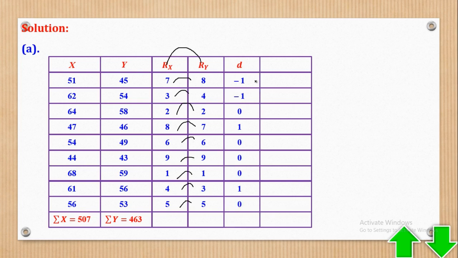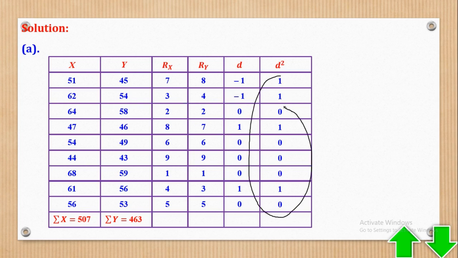So next is to generate a column of d squared. So we shall square all these values. When we square, this gives you this, this is that, and so on for each value. So next is to add all these values. When I add all these values, I'll be able to come up with a total of 4.